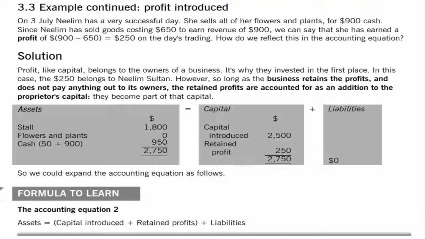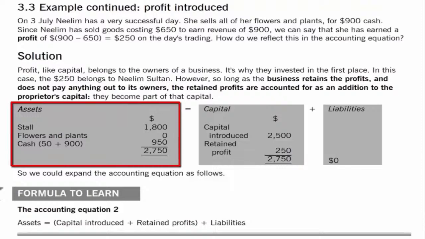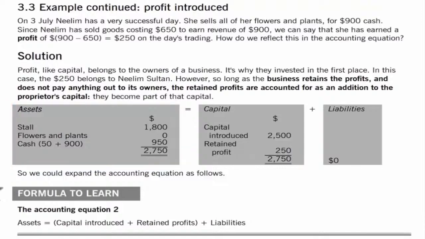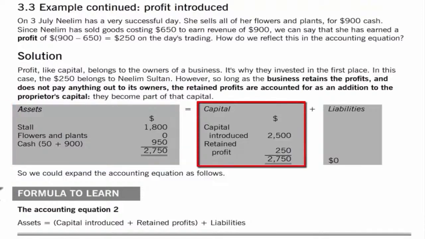Assets equals capital plus liabilities. Breaking it down again. Assets now include market stall, $1,800, unchanged. Cash, $50 remaining cash, plus $900 sales equals $950. Total assets, $2,750. Capital now includes original capital introduced, $2,500. Retained profit, $250. Total capital, $2,750.